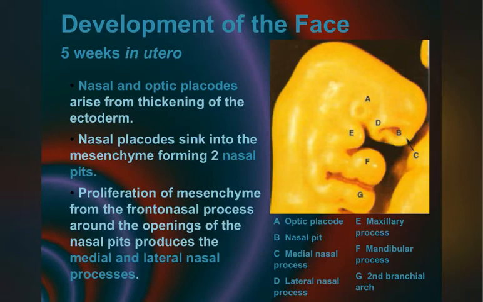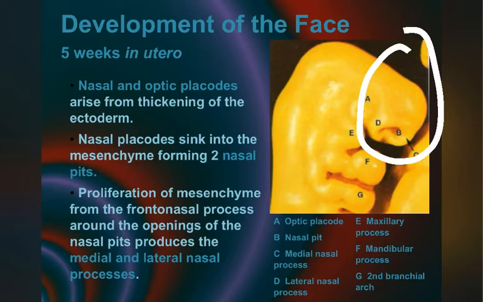Here we see the nasal pit is surrounded by two processes. One is called medial nasal process, which is C here. It's medial and below the nasal pit. The other process is called lateral nasal process, and it's lateral and above the nasal pit. Both of these processes, medial nasal process and lateral nasal process, are part of the frontonasal process.